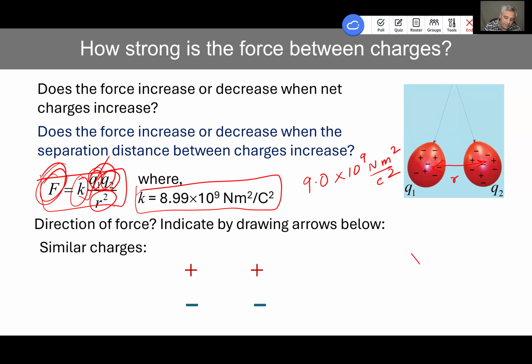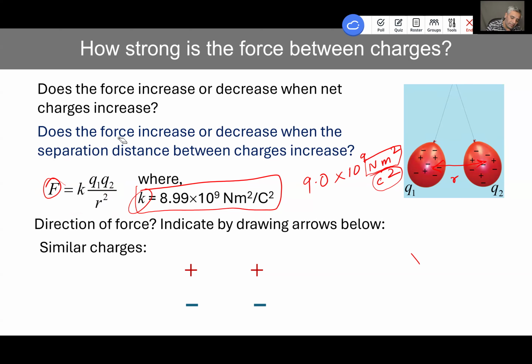The unit of K basically comes from rearranging Coulomb's law. If I bring R to this side, it's going to be R squared over there, and there is the product of Q's down there in the denominator. So the product of charges means Coulomb squared. And force in the numerator and distance squared means Newton meter squared.